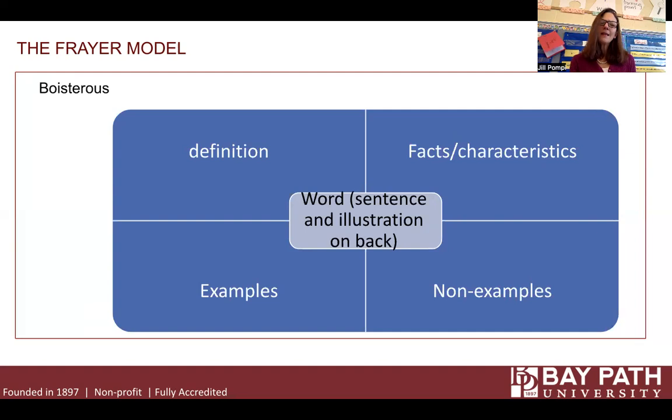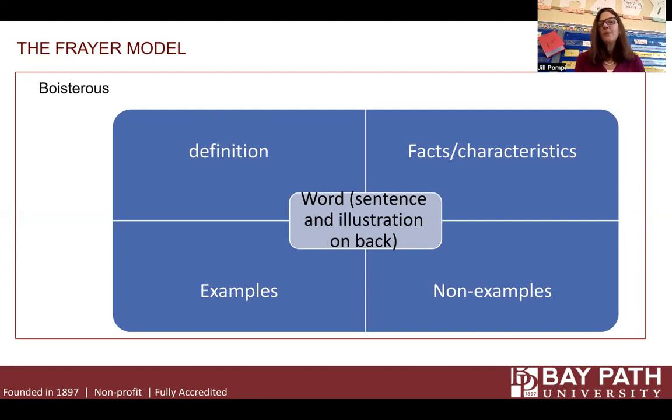And then I want them to think, what would it look like if someone was boisterous? Or give me an example of a time where you've seen people acting in a boisterous way. And we might think about 10 7-year-olds at Chuck E. Cheese for a birthday party. And what would be a non-example? Well, that would be something very different, and that might be relaxing on a hammock in the backyard.